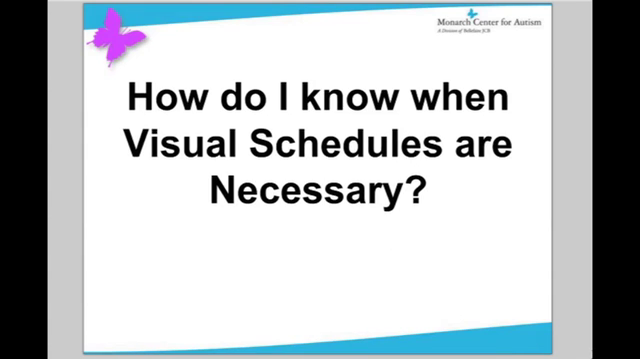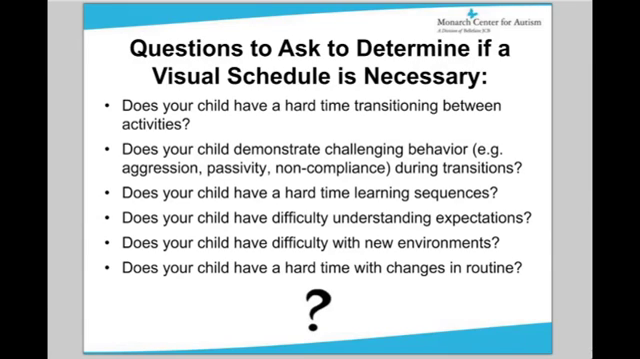So how do we know when visual schedules are necessary? Here are some questions that we ask. Does your child have a hard time transitioning between activities? Does your child demonstrate challenging behavior during transitions? Does your child have a hard time learning sequences? Difficulty understanding expectations, difficulty with new environments, hard time with change in routines.